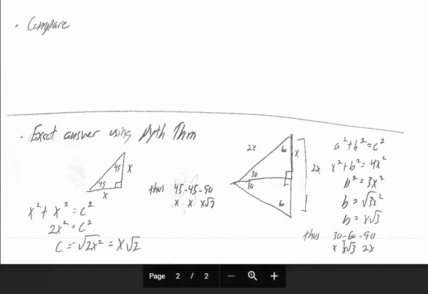So therefore, for all 30, 60, 90 triangles, if we call the side across from the 30 x, then the hypotenuse, which is the side across from the 90, is always going to be double that, 2x. And the side across from the 60-degree angle is going to be x times root 3, and root 3 is a little bit less than 2. Which also follows what we learned in geometry, that the smallest angle is across from the smallest side, the biggest angle is across from the biggest side, and the middlest angle is across from the middlest side.